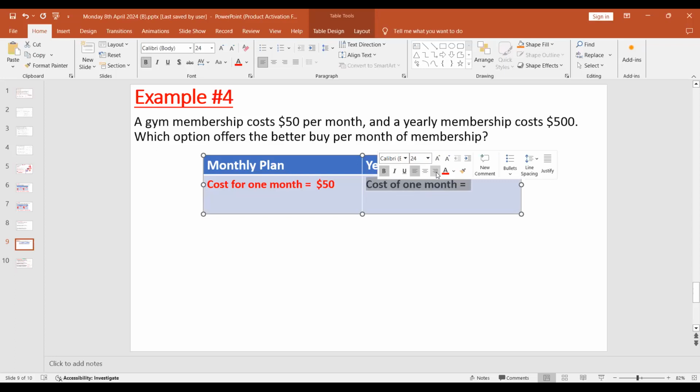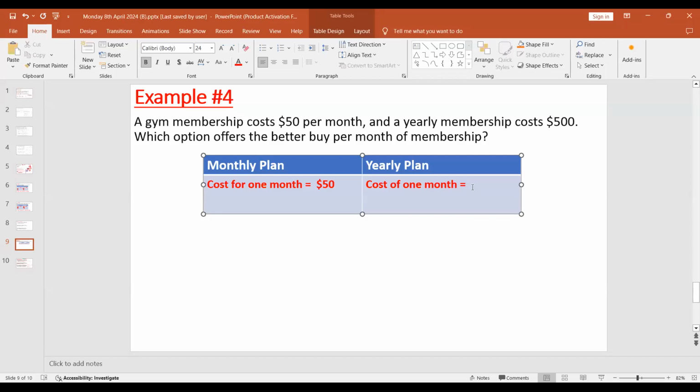What's the cost for 1 month of membership on the yearly plan? 500. 500? But we want the cost for 1 month. We know altogether it's 500, but we want the cost for 1 month. What would that be? How are we going to get the cost for 1 month?